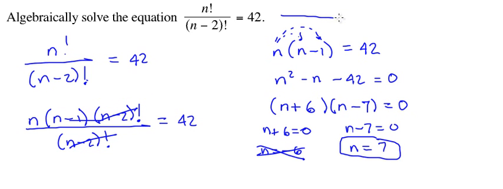That means up here, if n is 7, they're saying that 7 factorial divided by (7 minus 2) factorial, which is 5 factorial, equals 42. You can check that either on paper or with a calculator and confirm that it really is true.